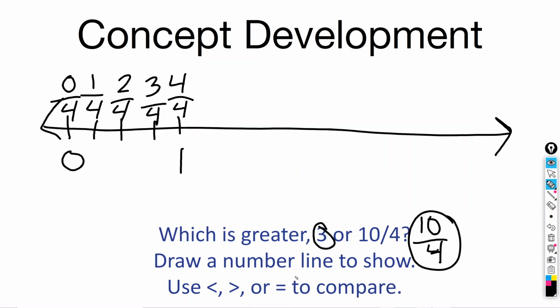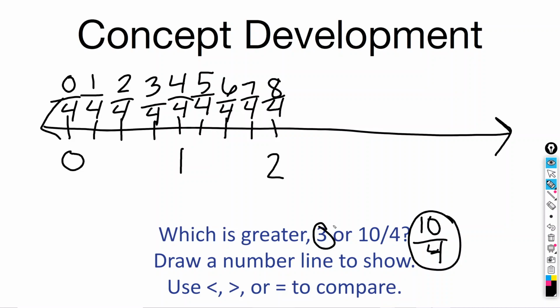But so far we have not gotten to 3 wholes and we have not gotten to 10/4, so we have to keep going. So I'm going to put a 2, and then I'm going to split this up into fourths, and we'll keep labeling. So after 4/4 comes 5/4, 6/4, 7/4, 8/4. We still have not gotten to 3 wholes, and we still have not gotten to 10/4. So right now we still don't know which is bigger.